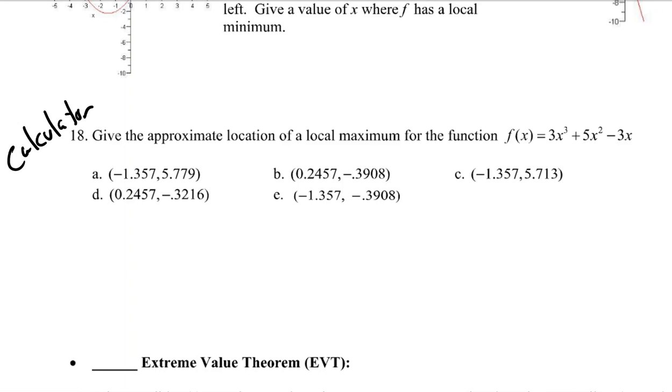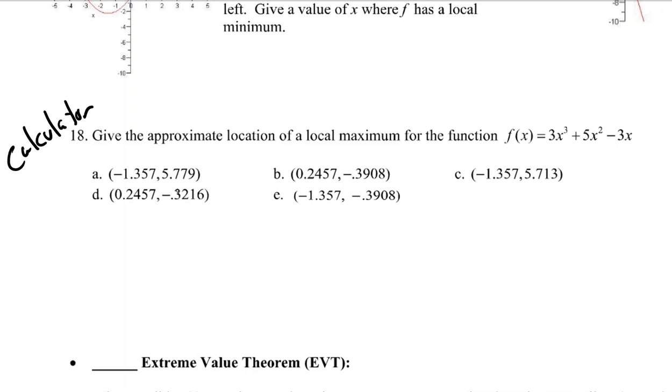But give the approximate location of a local maximum of this function. So I guess you could have done some of it by hand. You could have taken the first derivative, set it equal to 0, solved for critical numbers, and then you would know the x locations that are possible maxes and mins. You could test around those critical numbers to figure out which one is actually a max.